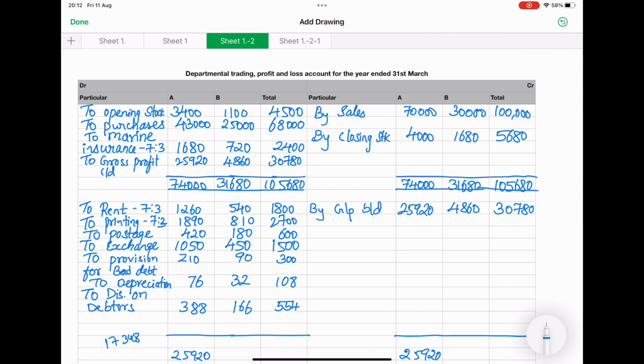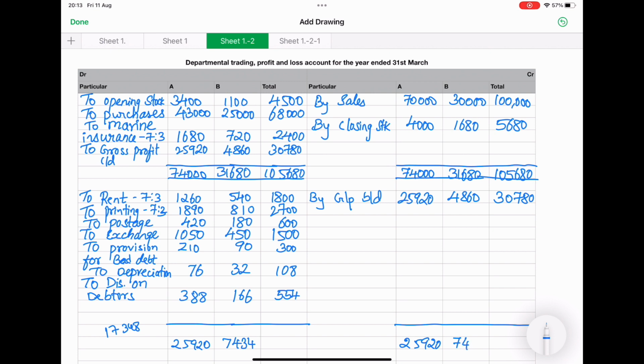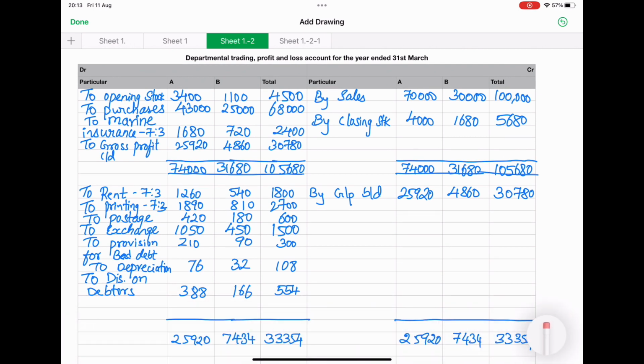Okay, if you add for department B, the credit side gives only 480. If you add the debit side, we are going to get 7,434. So which side is highest? Debit side balance is higher. Write the same thing in the credit side, 7,434. Total, add 25,920 plus 7,434. Total will be 33,354. Okay, so this will be the final thing. Now clearly observe the question.